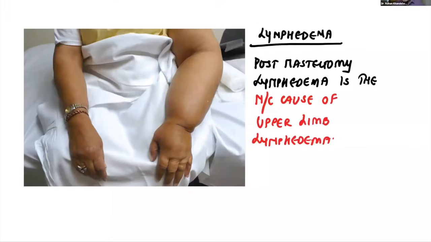This also you should be able to identify. This is lymphedema of the upper limb. You can even have lymphedema of the lower limb. Post-mastectomy lymphedema, that is after breast surgery, is the most common cause of upper limb lymphedema. You all know that the most common cause of lower limb lymphedema is filariasis.